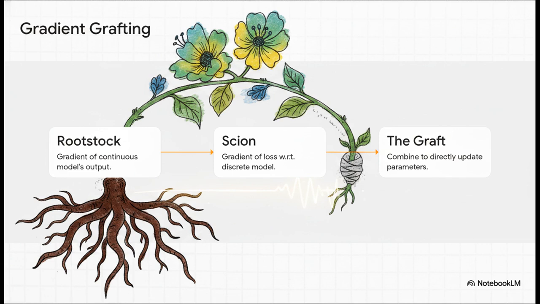In RRL, the rootstock is the gradient of the continuous differentiable model's output. It gives you that smooth foundation that gradient descent desperately needs. Then, the scion is the gradient of the loss function regarding the discrete rules we actually want to train. By grafting these together during backpropagation, the algorithm directly updates the discrete parameters using the smooth gradient info. It's an incredibly elegant solution to a massive mathematical headache. And honestly, just a really cool use of biology and computer science.